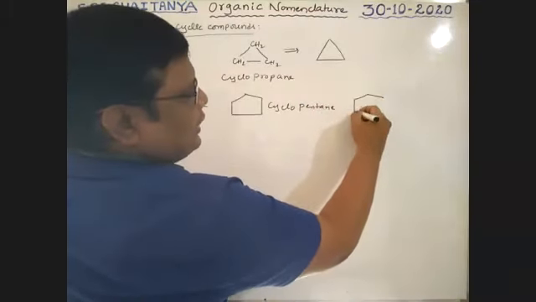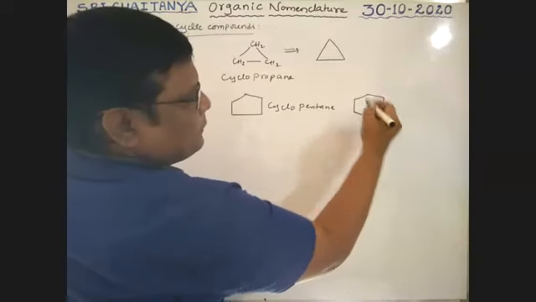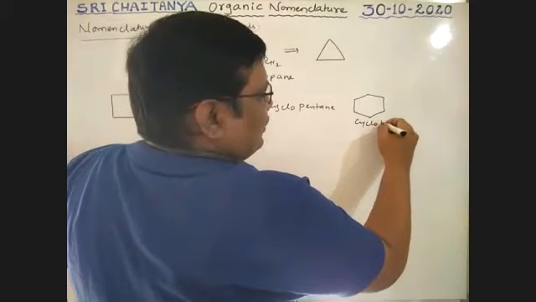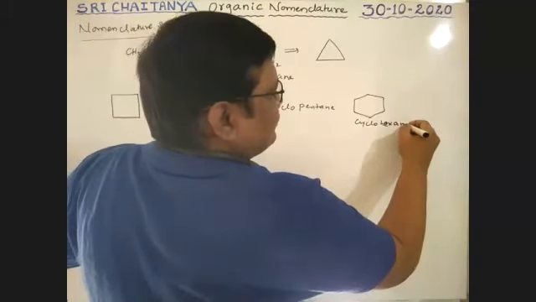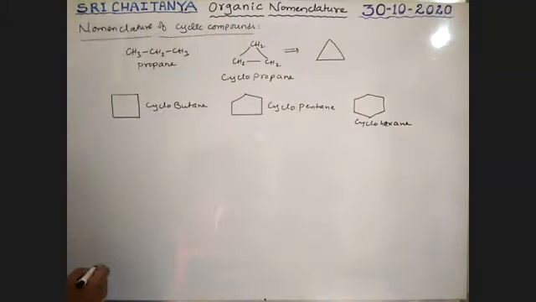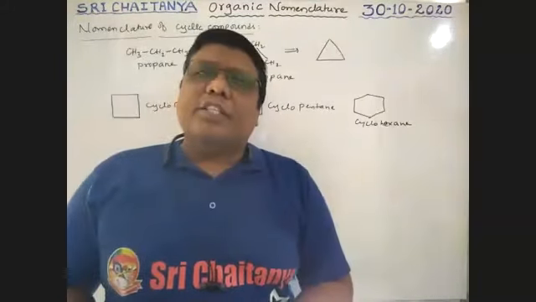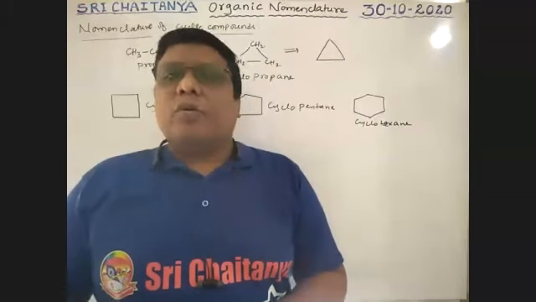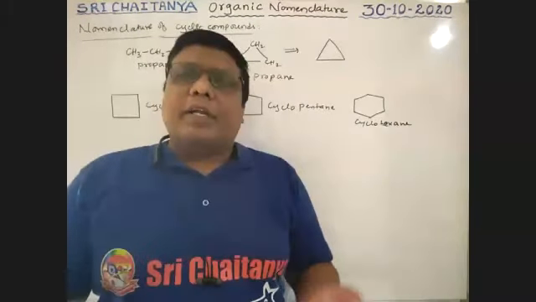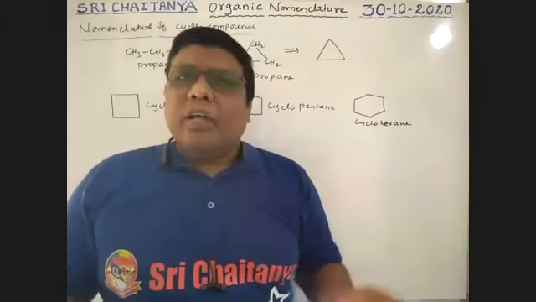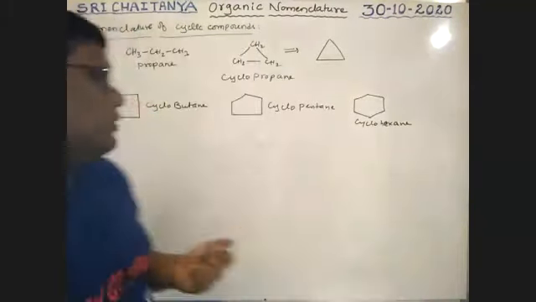Next, a 6 carbon ring is nothing but cyclohexane. Like this it goes on, boys. Everywhere the cyclo prefix is used: cyclobutane, cyclopentane, cyclohexane, cycloheptane, cyclooctane, cyclononane, cyclodecane, depending on the number of carbons. See here.